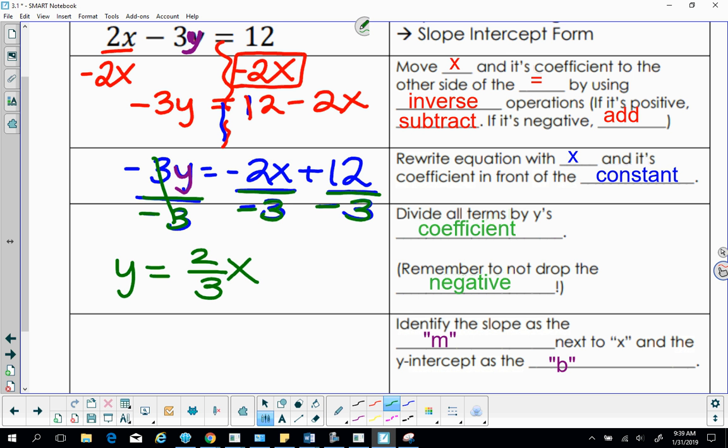And then I put the x right next door, right? And what's 12 divided by negative 3? You can put that back into ND if you want, but what do you end up getting? Negative 4. Perfect. So now my equation is in slope intercept.